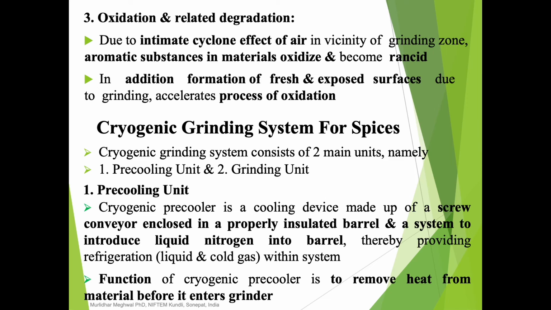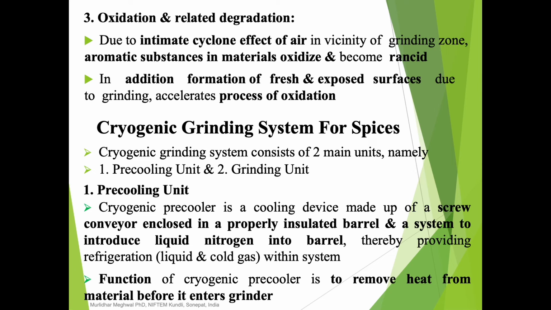To address all these problems, the cryogenic grinding system has been developed and is suggested. In the cryogenic grinding system, the important components are two units. One is the pre-cooling unit and the other is the grinding unit. In pre-cooling, before grinding, we reduce the temperature of the materials. We bring them to low temperature and then take them for grinding. In the grinding unit also, we can apply liquid nitrogen to reduce the temperature.